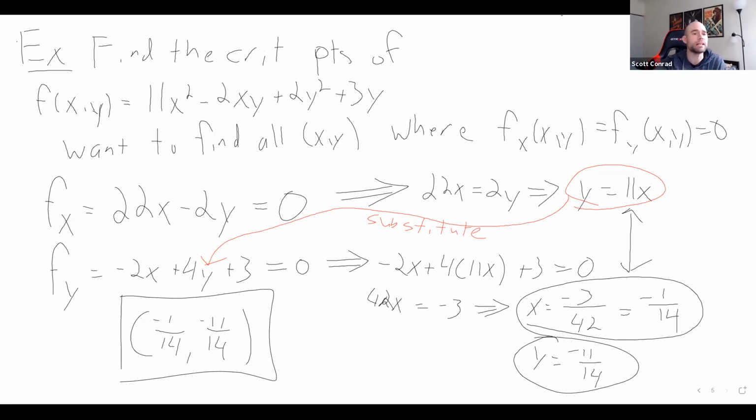Right, so there could be any number of critical points for your function, but this one happens to only have one. Does everyone understand how we found the critical point there? We just set both partials equal to 0, and either you can solve directly for one of the variables from one of the equations, or you can get a relationship between x and y and then make that substitution into the second to solve for one of the variables.